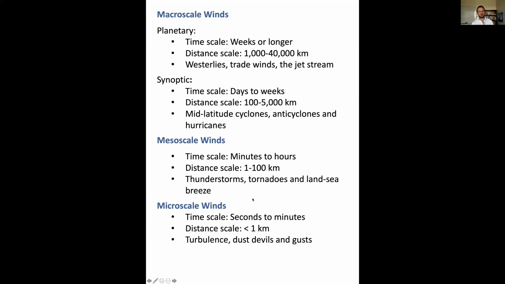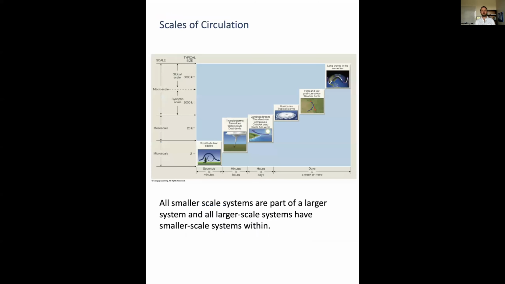And then finally, we have the smallest scale winds, which also are the shortest. They exist only up to a few minutes. They have a distance scale less than 1 kilometer. And examples of those are turbulence, dust devils, and gusts. We'll talk about those as well. So it's important to acknowledge that these scales of circulation exist within one another.